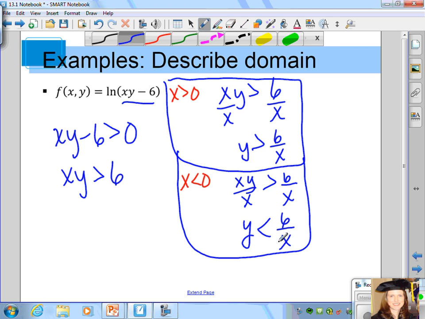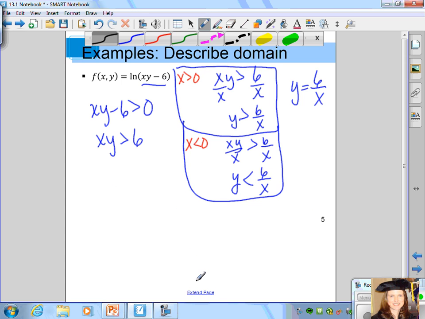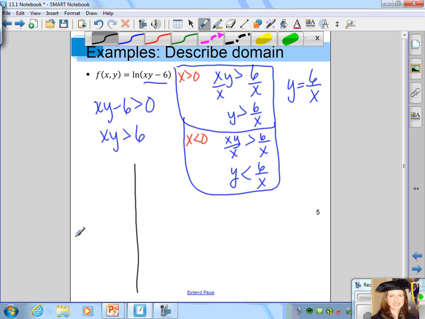Let's do a quick sketch of the equation y equals 6 over x. You can use a calculator, make a table of values, and look at the graph. This graph has a vertical asymptote. In fact, when x is equal to 1, y is equal to 6. X is equal to 2, y is equal to 3. When x is equal to 3, y is equal to 2. I'm making a really quick sketch here.